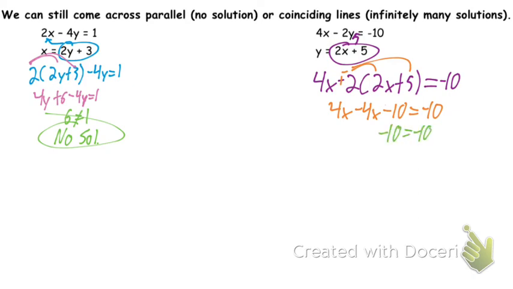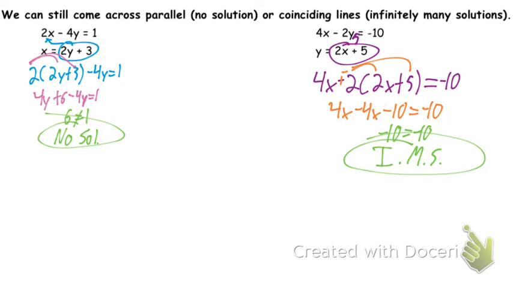Is that true? Yeah, always. So what happens when it's always true? Infinitely many solutions. When you get down to no variables and it's true, infinitely many solutions. No variables, not true, no solution. Any questions on that at all?